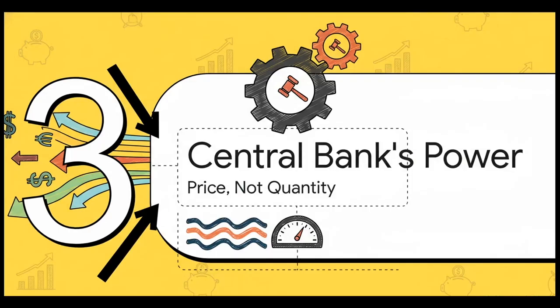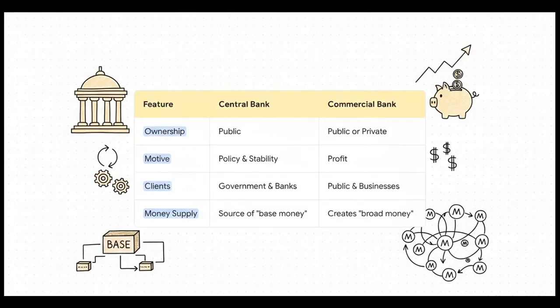Okay, so if commercial banks are the ones out there creating almost all the money, then what in the world does the central bank even do? Does it have any power at all? Oh, absolutely. It's just not the power we thought it was. So first, let's get this straight. Central banks are public bodies. Their goal is economic stability.